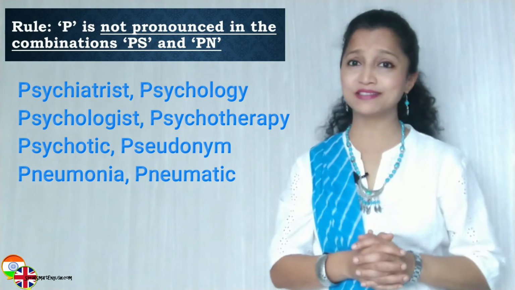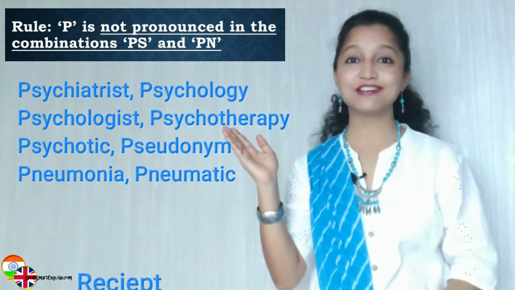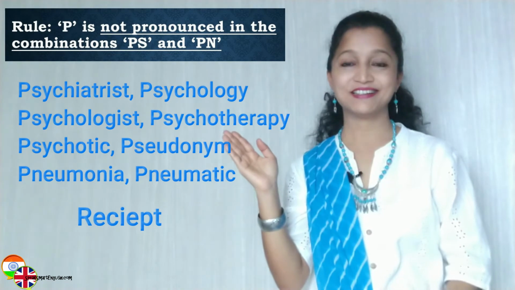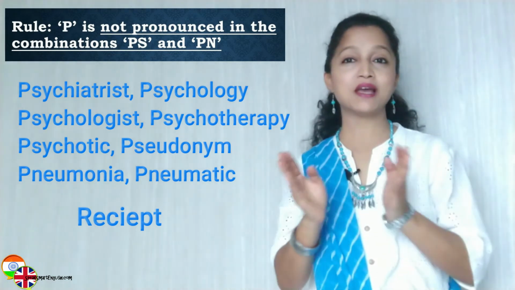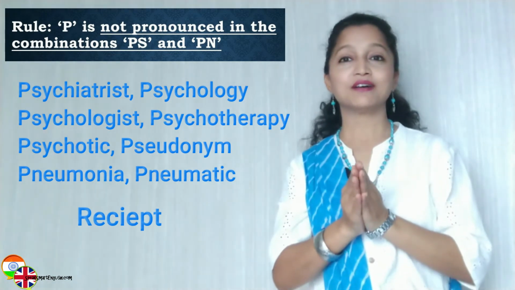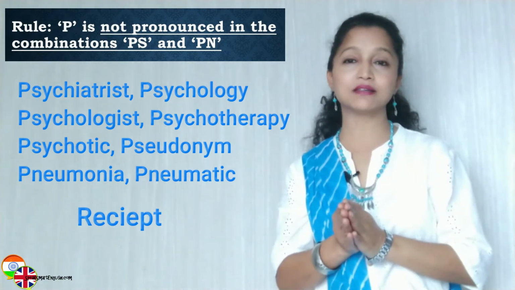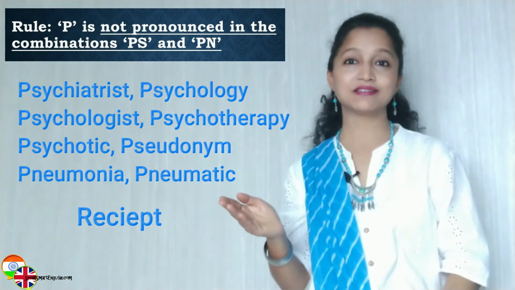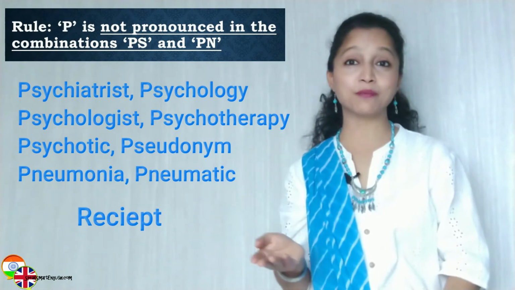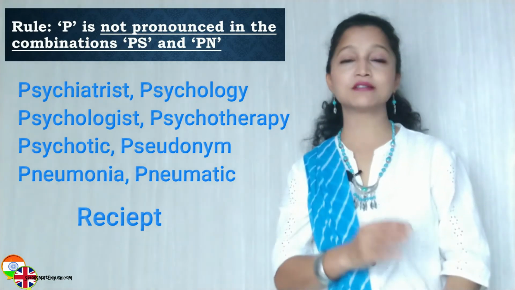And which is that word? It's receipt. Generally, in the P and T combination, we pronounce P and T both, like in the case of adopt, adapt, prompt, but receipt is an exception.